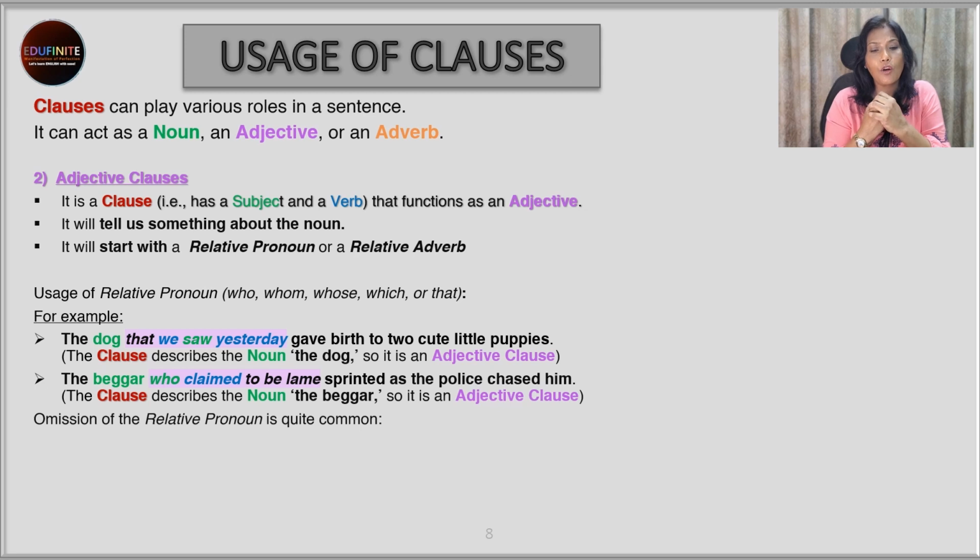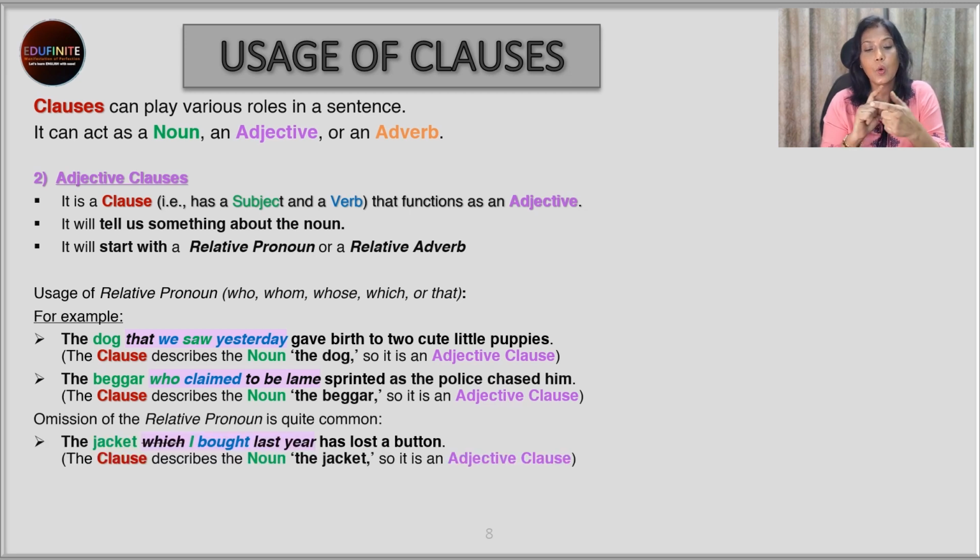Now, omission of relative pronoun is quite common. Let's see how. The jacket which I bought last year has lost a button. So over here again, which I bought last year is the adjective clause. Why? Because it is describing the noun. What did I buy last year? The jacket. So hence it is the adjective clause.